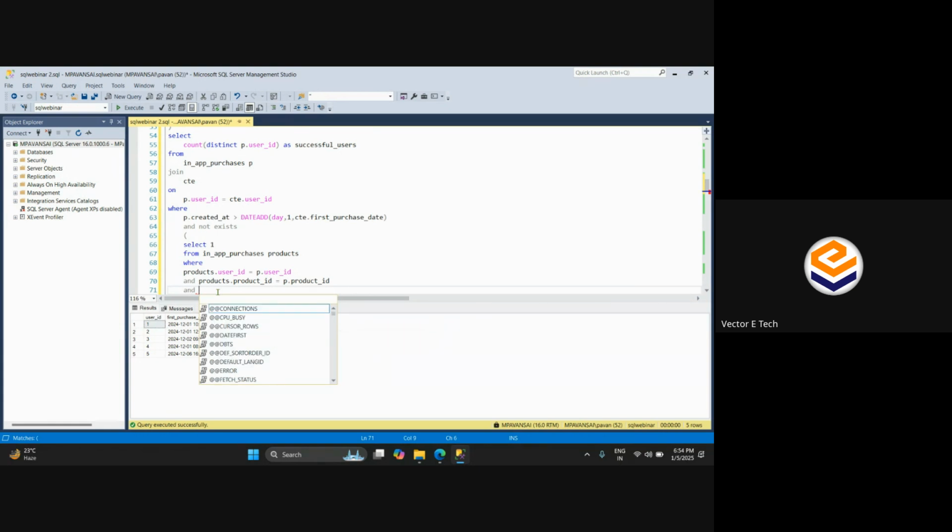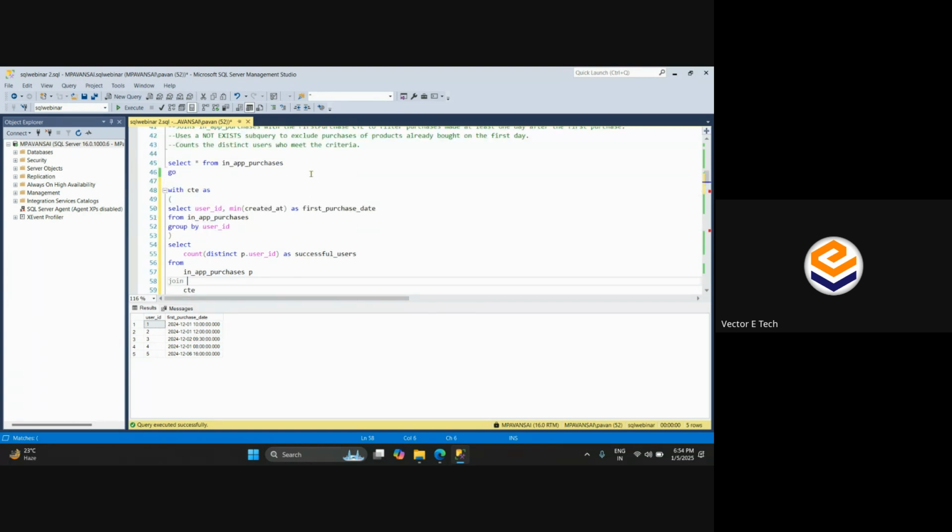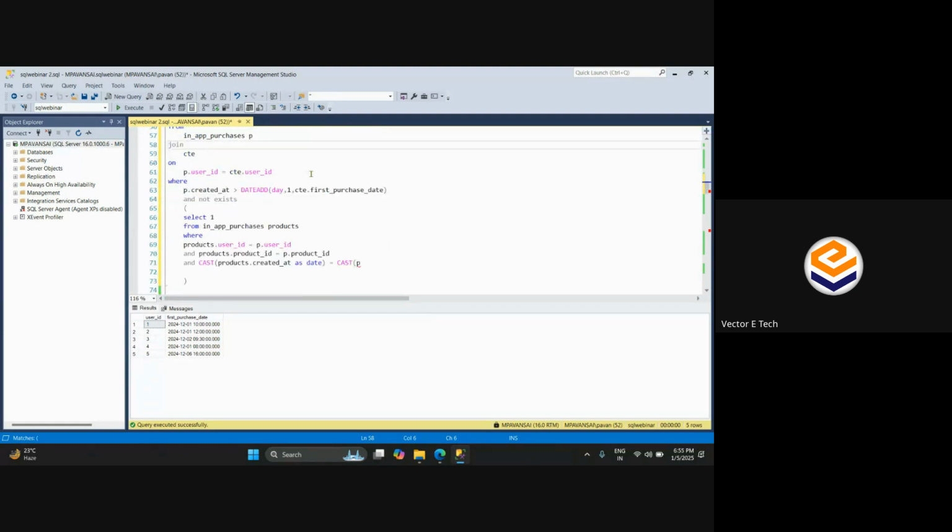So in order to compare the dates, what we can do is we can cast that particular products.created_at as something called date, right? It must be equal to cast. What is this particular table thing? We can write this first_purchase_date, right? first_purchase_date.